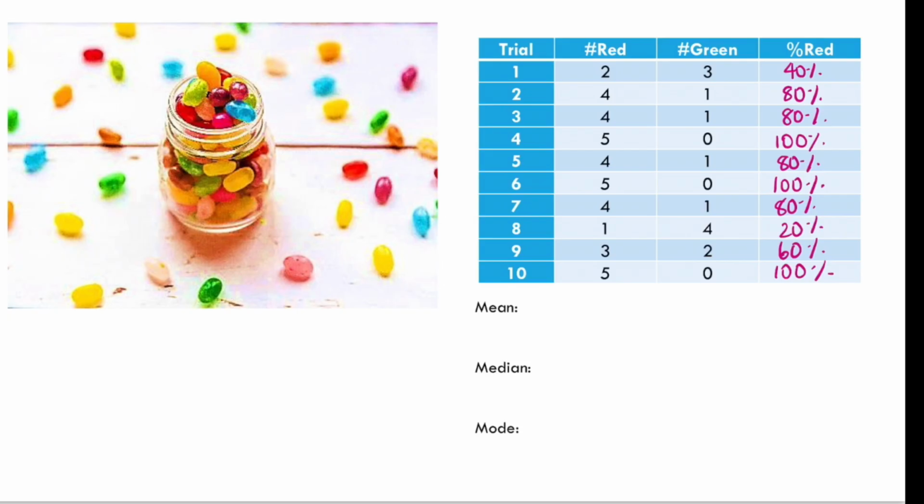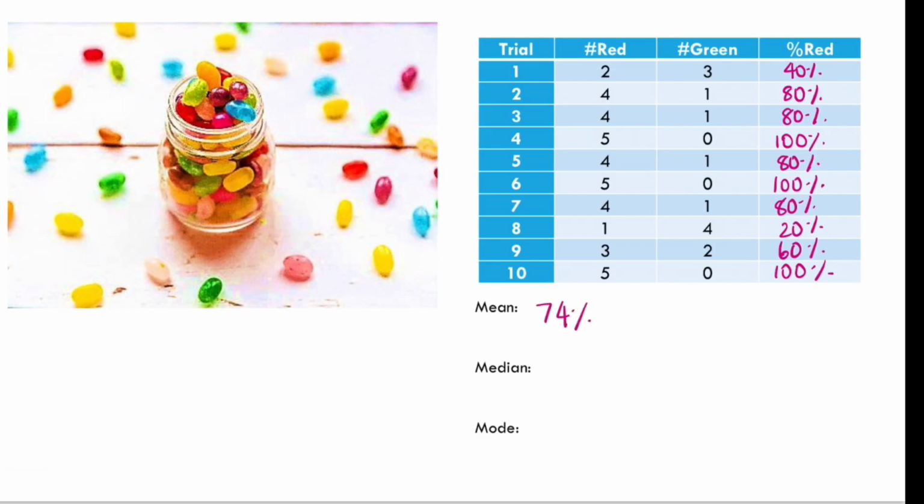And then if I wanted to find the mean, I'm going to add all of them together and divide by the number of data points I have, which in this case is 10, because I'm not using the number of candies, I'm using the number of trials, because I'm comparing the results of the trials. So I have 40 plus 80 plus 80 plus 100 plus 80 plus 100 plus 80 plus 20 plus 60 plus 100. Divide that by 10, and I get 74%.